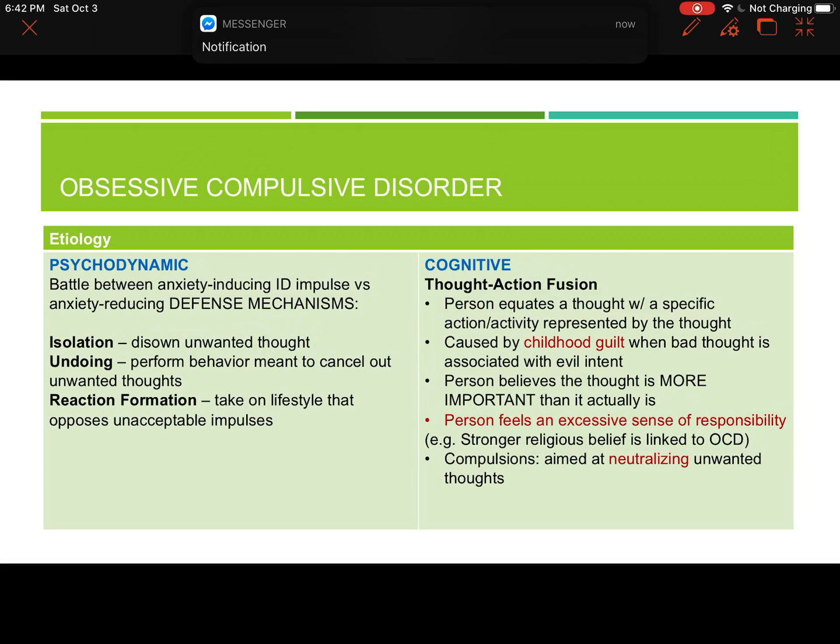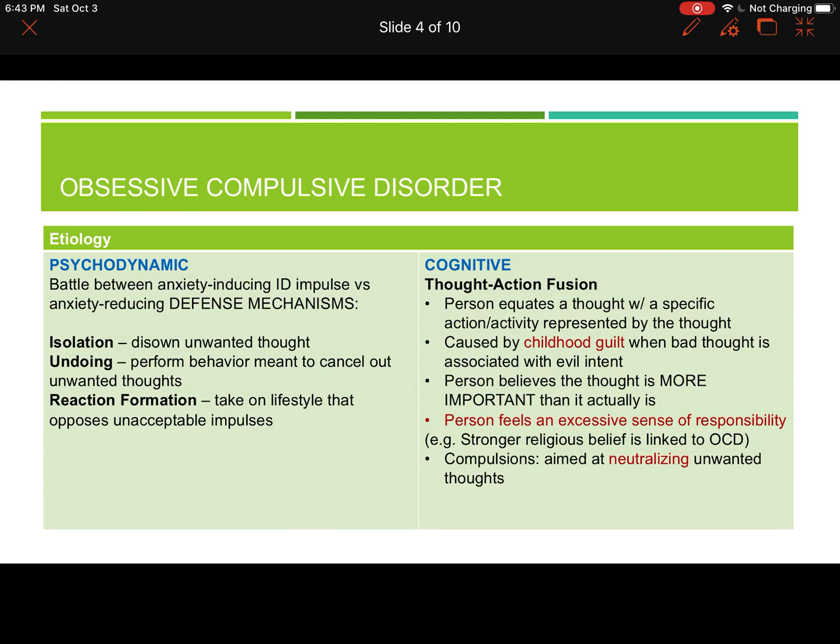The first one is psychodynamic. So again, when you say psychodynamic, we think Freudian and neo-Freudian psychologists. How do the neo-Freudians and the Freudians talk about obsessive compulsive disorder? They explain it using, of course, psychodynamic concepts such as the id and defense mechanisms. So what happens is your id comes up with thoughts and urges and images that are anxiety-inducing or unwanted. And you try to battle them through defense mechanisms.